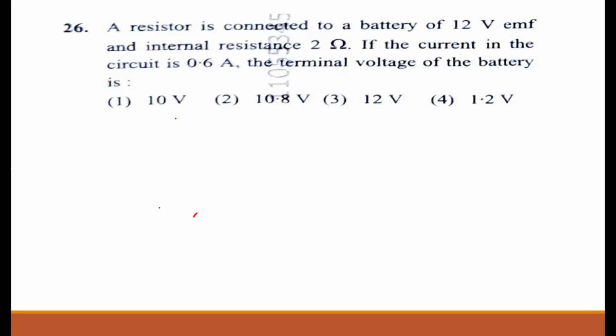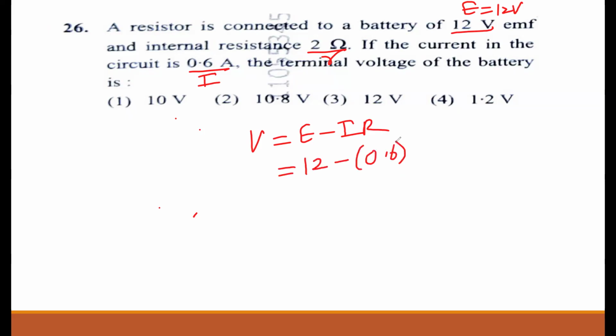Now, coming to question number 26, we have a resistor connected to a 12 volts EMF. So the EMF is 12 volts here, and the terminal voltage is E minus Ir. I is 0.6 amperes and small r is 2 ohms. It's a direct question. So 12 minus 0.6 into 2.